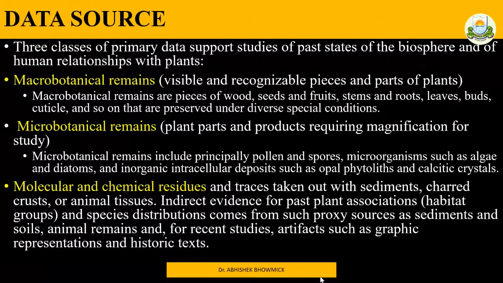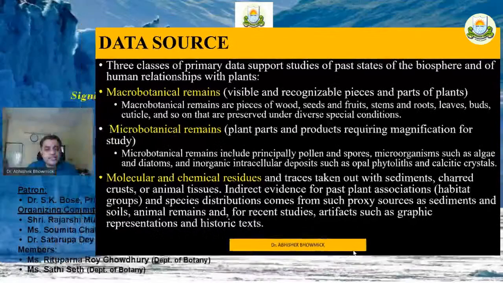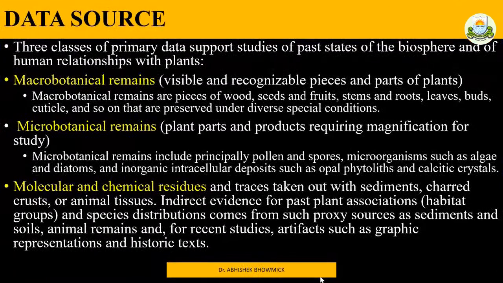Molecular and chemical residues and traces taken out with the sediments, charred crusts, or animal tissues are direct evidence for past plant association and habitat groups. The species distribution comes from such proxy sources as sediments and soils, animal remains, and for recent studies, artifacts such as graphic representation and historical text.